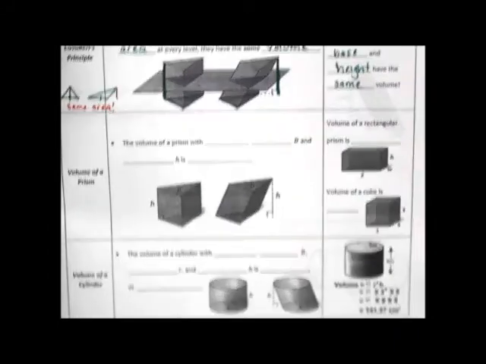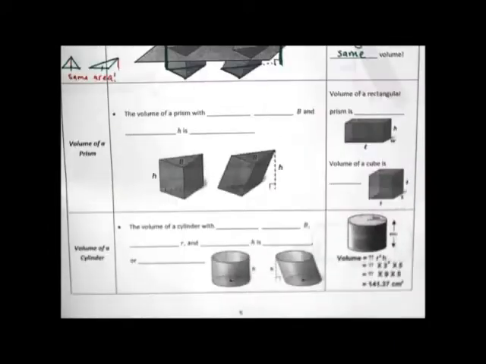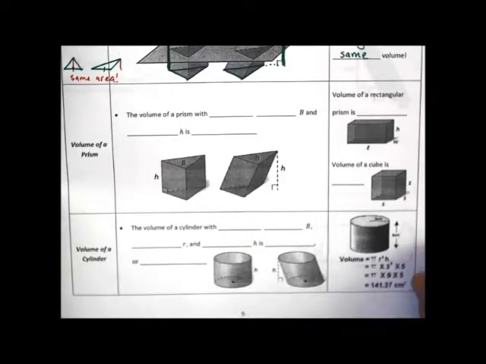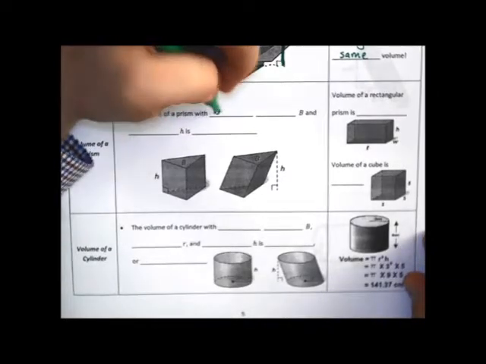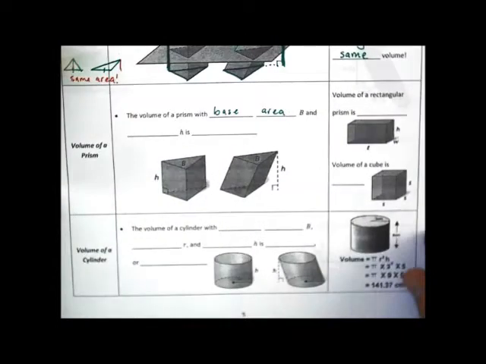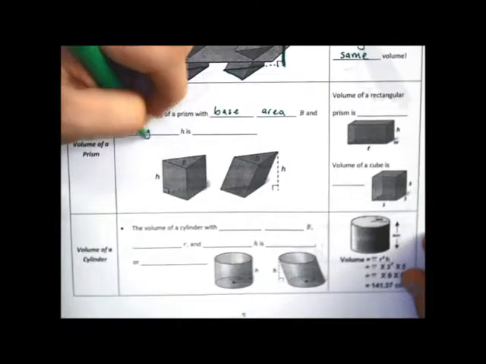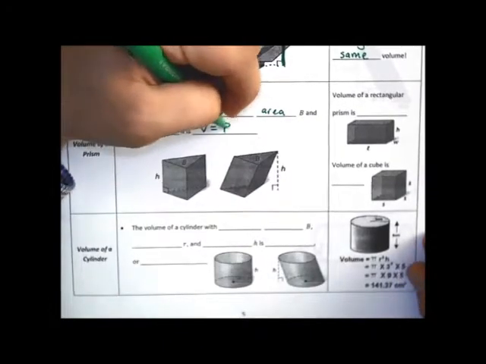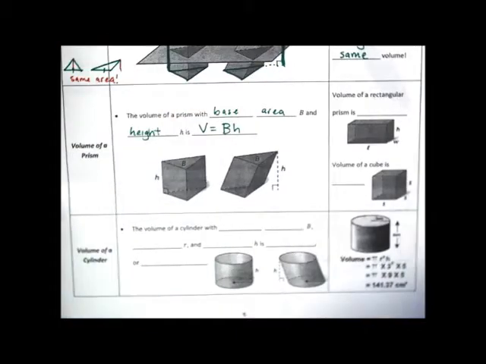Now we're ready for some formulas. These are what we're going to practice today, these problems solving for the volume of prisms and cylinders. So here we go. The volume of a prism with base area B and height H is V equals capital B times H.